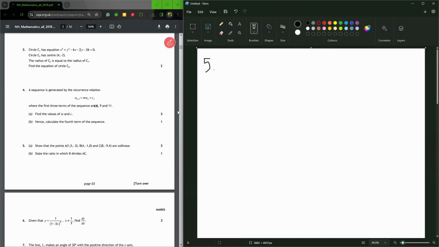Let's move on. Question 5. Yeah, it's going to be a long haul, I'm afraid. There's literally 17 questions in this past paper. They're really torturing us. Show that the points A, B, and C are collinear.